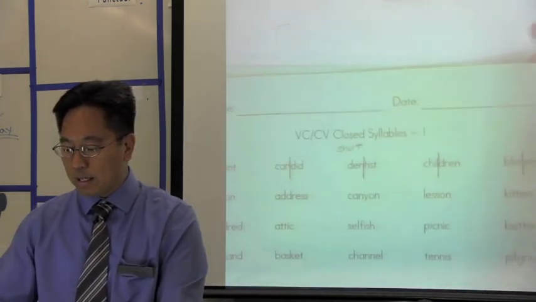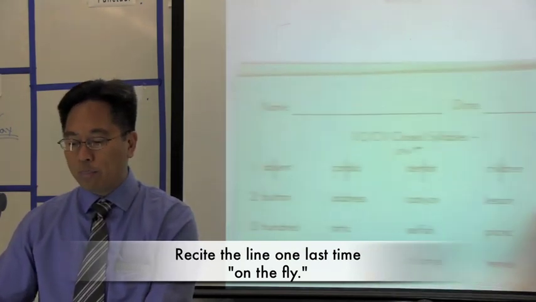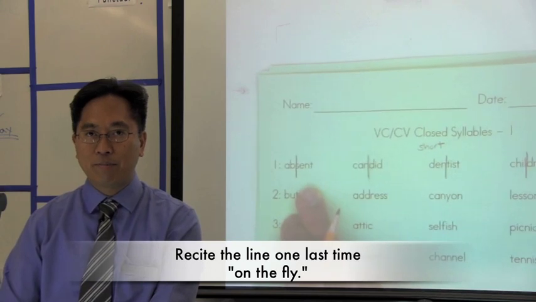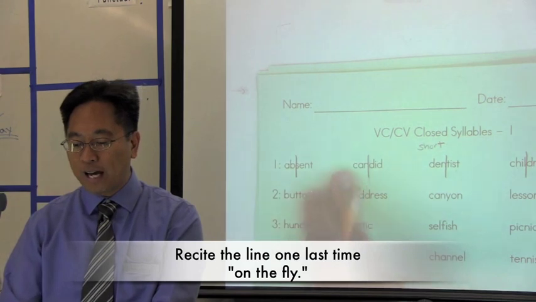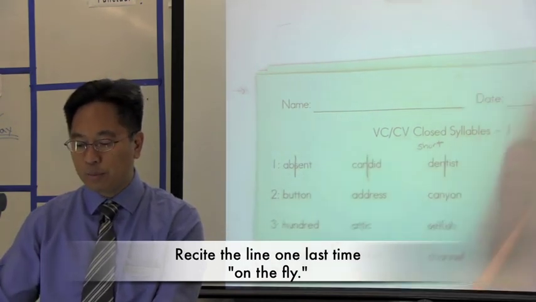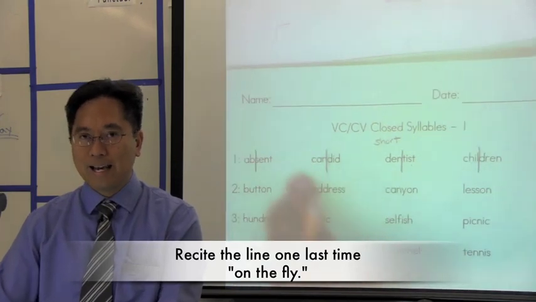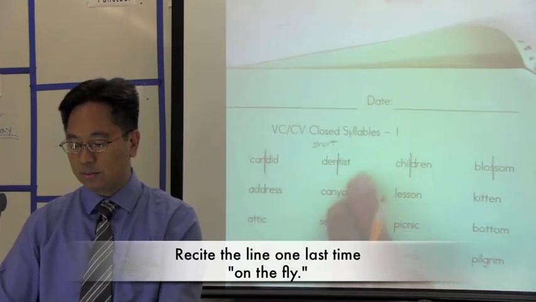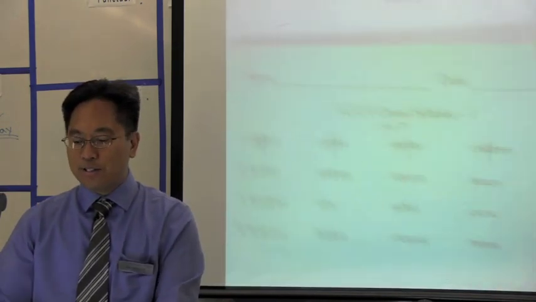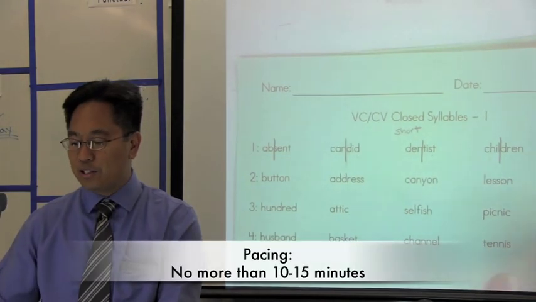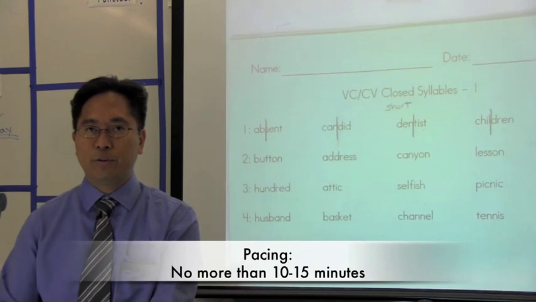Okay. And one more thing, after we've gotten through the first line, we're going to go back one more time and this time do it on the fly. So what on the fly means is I'll just sweep and the students say the word without me breaking it up for them. Okay. So let's do line one on the fly. Ready, go. Absent, candid, dentist, children, blossom. Perfect. And then we go on to line two. So you can see it's a pretty fast-paced lesson, and a lesson like this does not take up more than 10 to 15 minutes during a lesson.